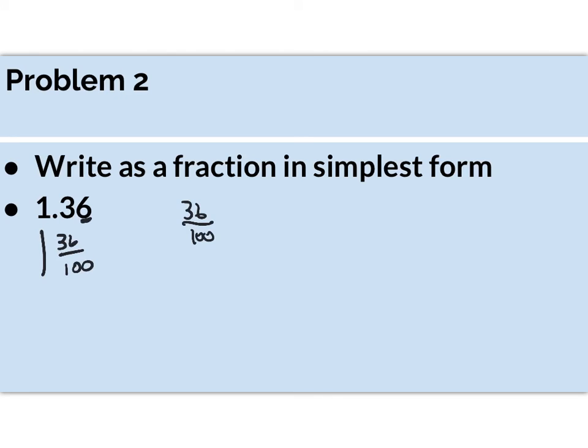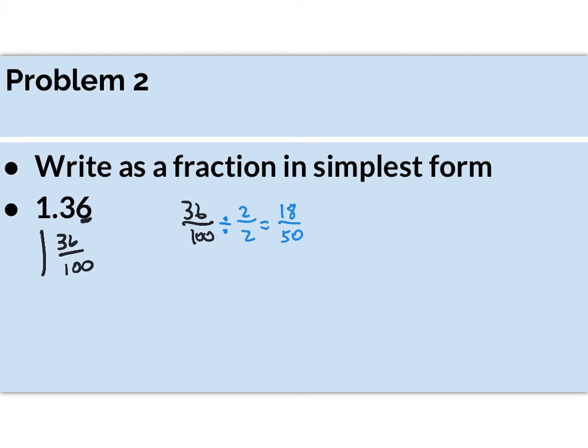And you say, oh, Mr. Walls, I don't know how to reduce this. But let's look at it. 36, we know by looking at our chart is divisible by 2 because it ends in an even number. 100 is divisible by 2, 5, and 10. So we could start with 2, but we can also move up to 4. But I am going to, for simplicity's sake, divide by 2. And as we can see, 36 divided by 2 gives us 18. 100 divided by 2 gives us 50.